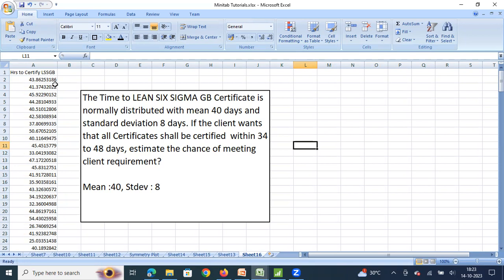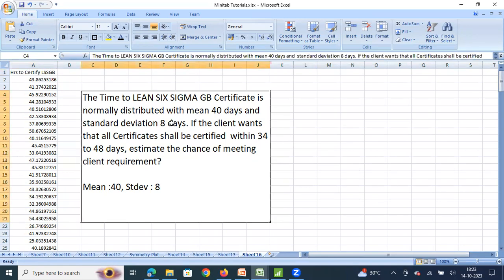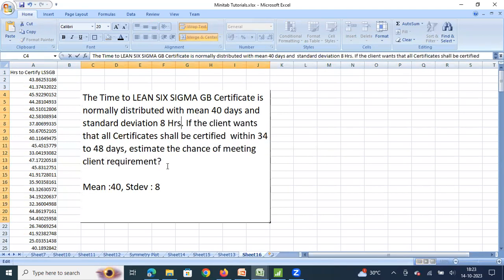So in the past, 200 people have enrolled for Lean Six Sigma Green Belt certification, and they have taken certain time to get themselves certified. How much time they have taken, how many hours of training they have attended before certification, that information is available for 200 participants. Now the question in front of us is, this data is normally distributed with an average of 40 and with a standard deviation of 8 hours. It's not 8 days, sorry. Average of 40 and with a standard deviation of 8 hours.